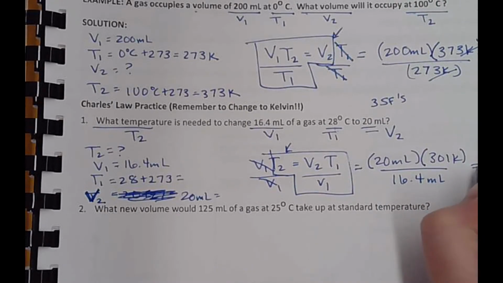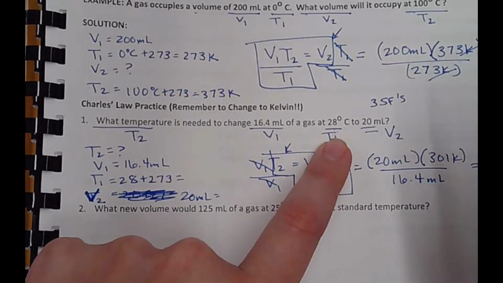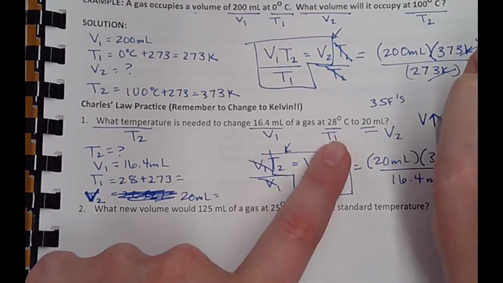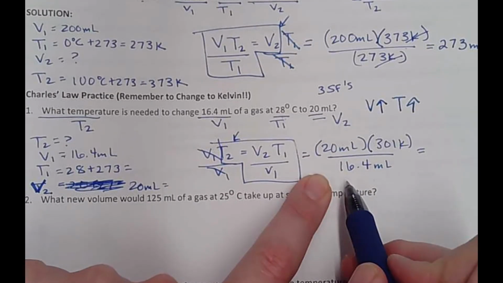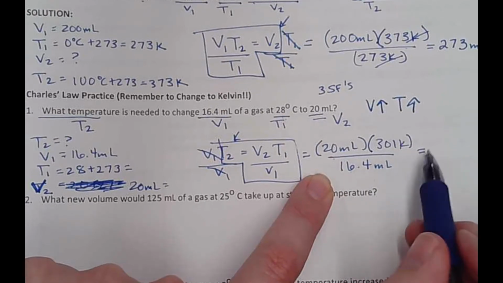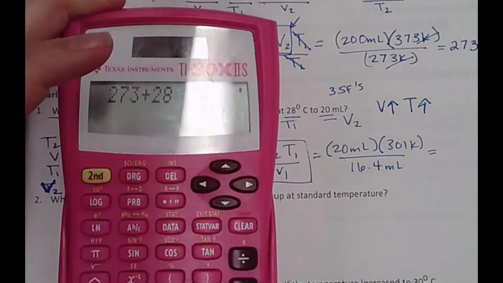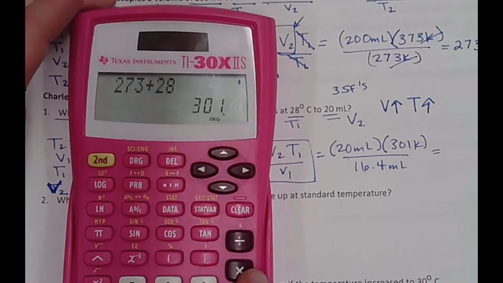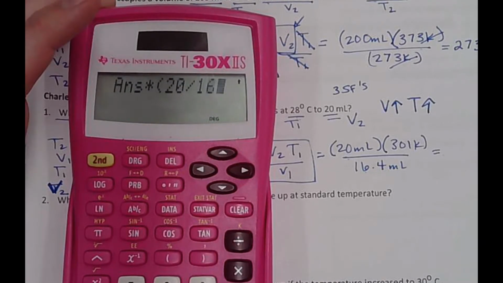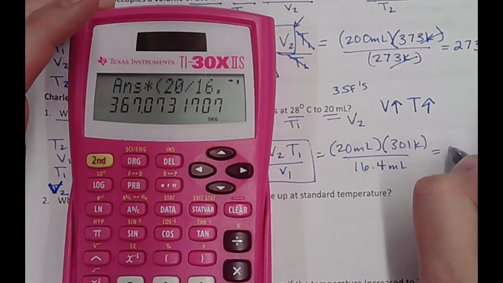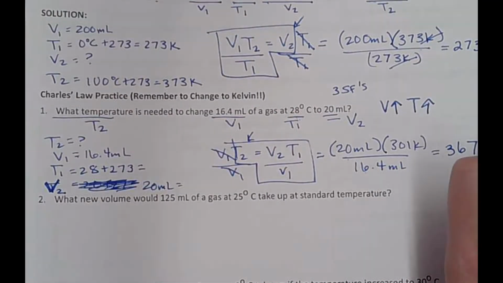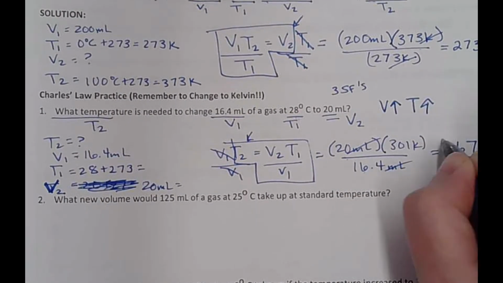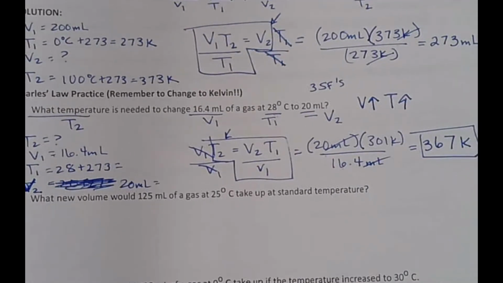We can see if this makes sense. My volume is going up, which means my temperature would also need to go up, and so I have 20 over 16.4. That is greater than 1, so that will make 301 go up. So 20 over 16.4 gives me a new temperature of 367 Kelvin. My milliliters cancel, and that's my final answer.